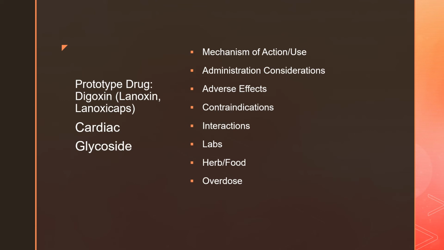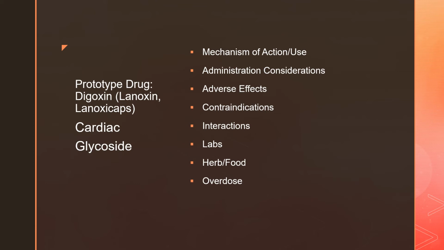If digoxin is given with other inotropic drugs, and this can happen too, this is just going to potentiate the effect. So the 2 meds together are going to make the heart contract more forcefully. And if calcium is administered with DIG, calcium IV, it can cause dysrhythmias. So that's a lot. One takeaway is you need to be very careful with digoxin and look at a client's medication history.